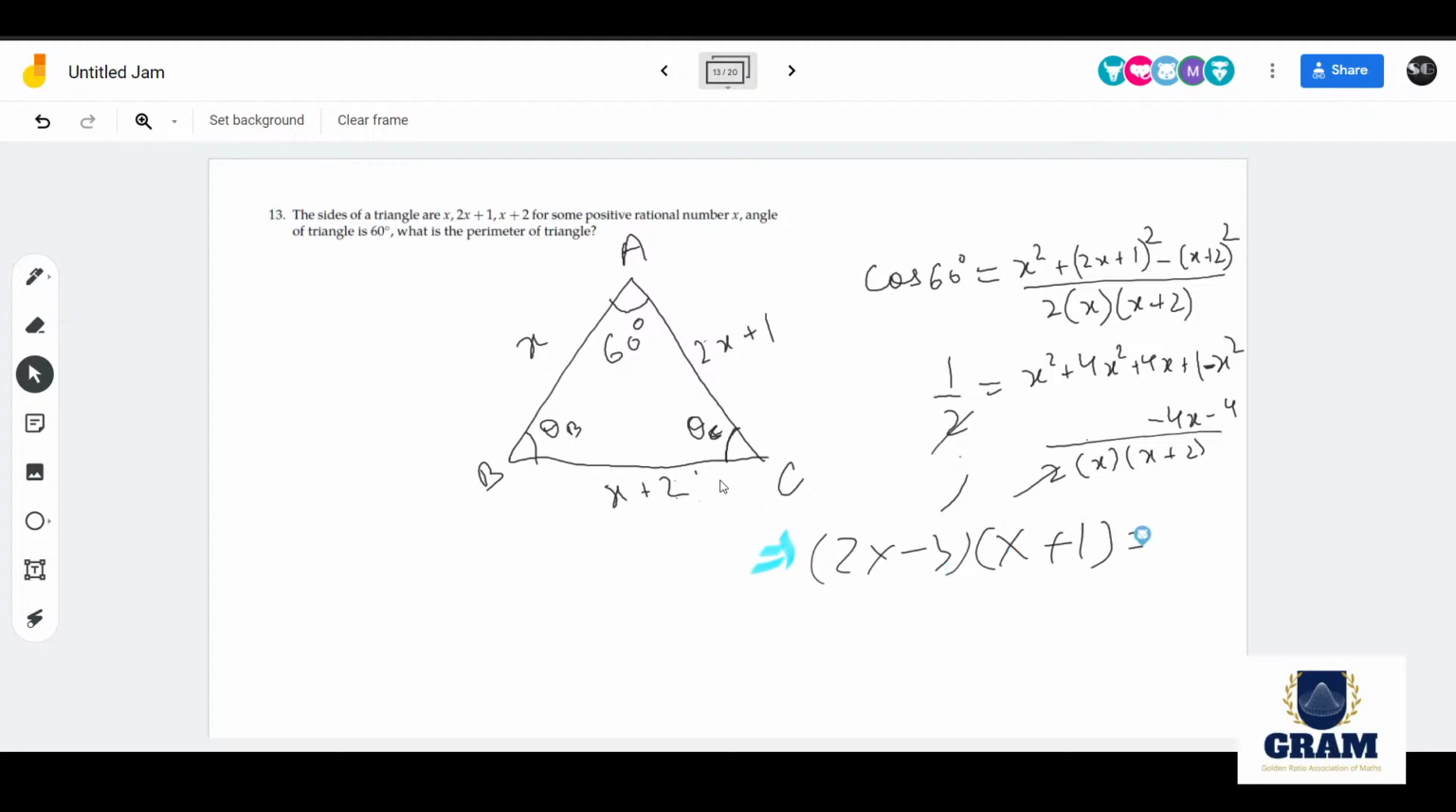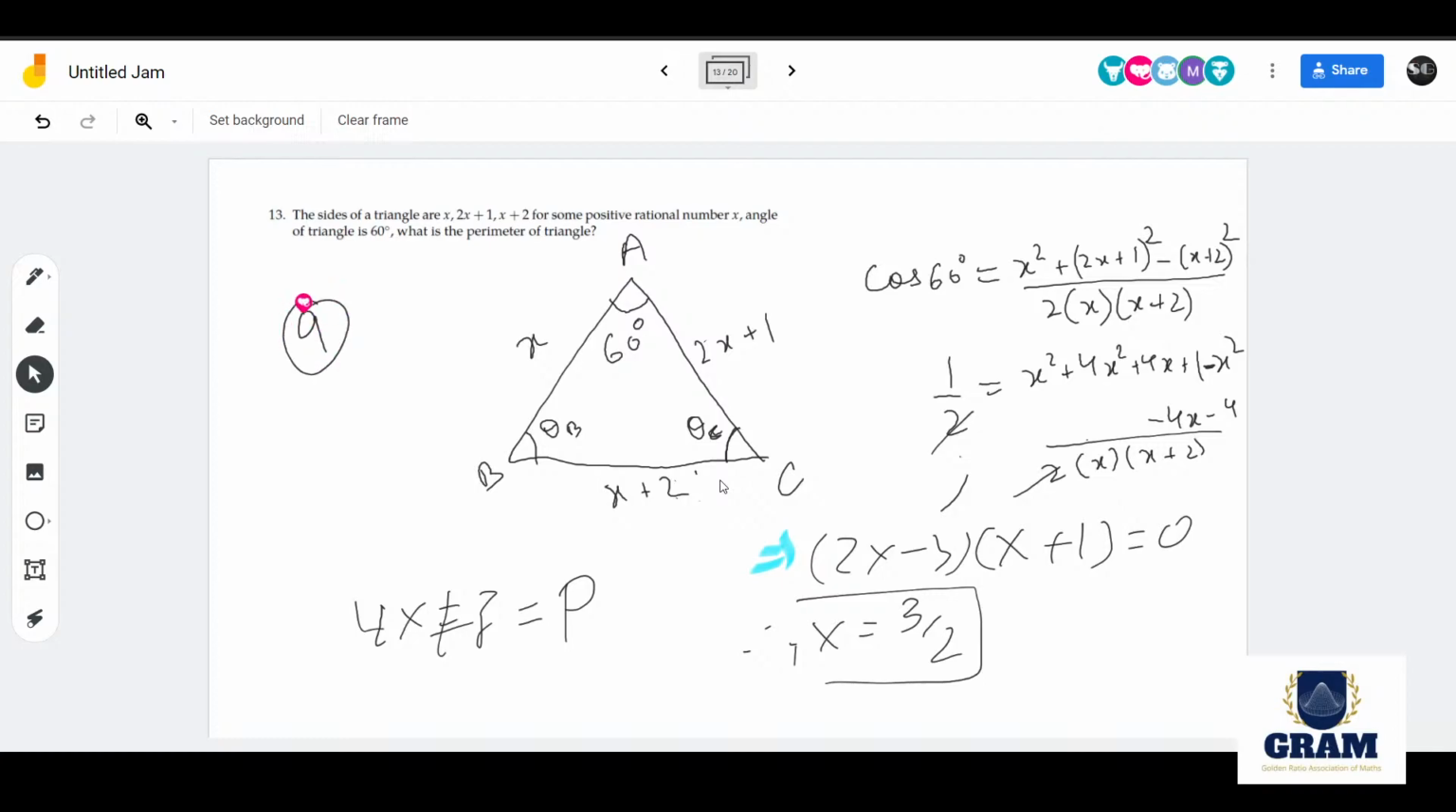So since x can't be equal to minus 1, it has to be 3 by 2. Therefore the value of x is 3 by 2, and then you just need to put this in. The perimeter is 4x plus 3. So you put 3 by 2 in x, and you get the value of the perimeter to be 9. So the answer is 9.